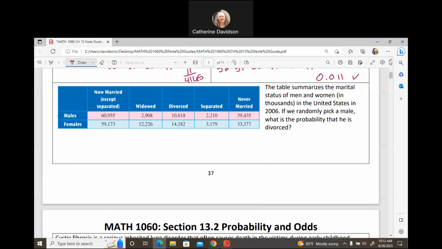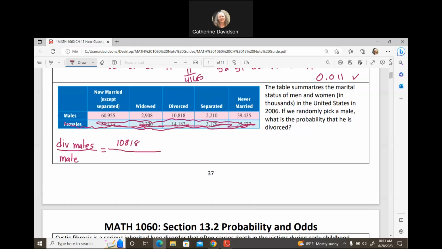So in words, what's going to be on the bottom? It's going to be male. And on top, it's going to be divorced males. So it didn't say if we randomly selected a person, it says if we randomly selected a male. So we're not worried about the female information. All right, so we have divorced males over males. Divorced males is 10,818.